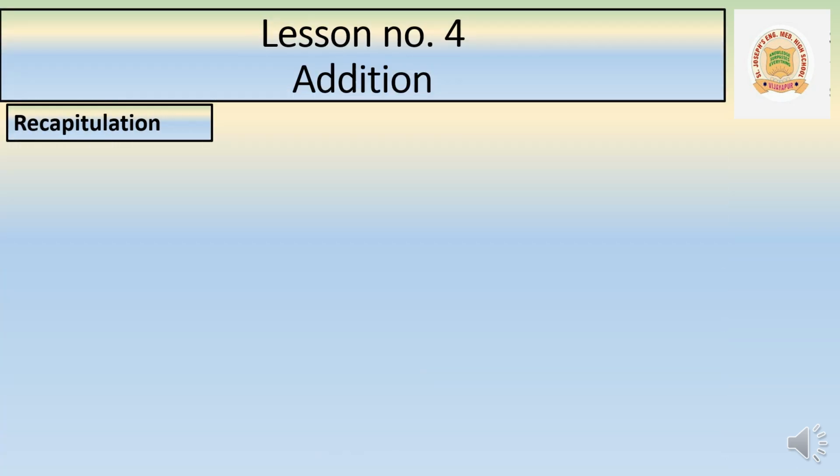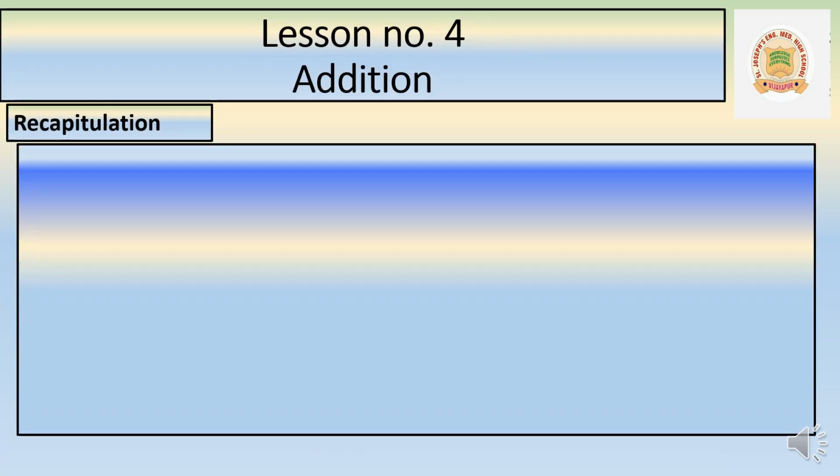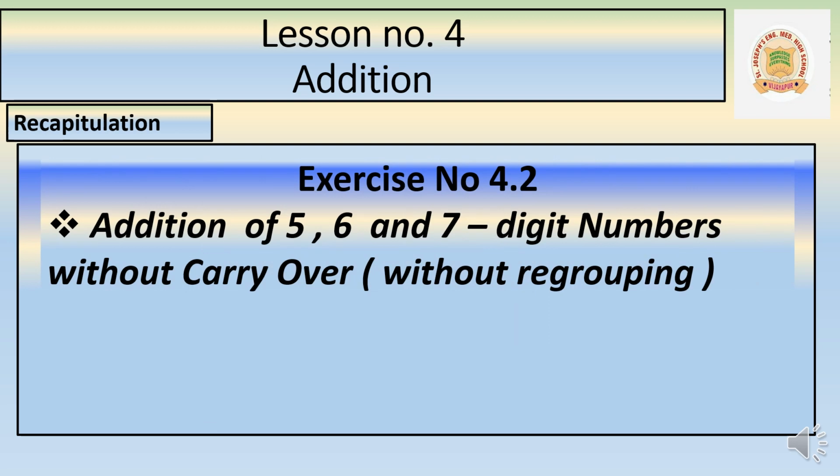Students, in the last video, we started exercise 4.2, that is addition of 5, 6, and 7 digit numbers with addition without carry over, means without regrouping the numbers. This means when we add the numbers, the sum of the numbers will be a single digit number. So there was no carry over.